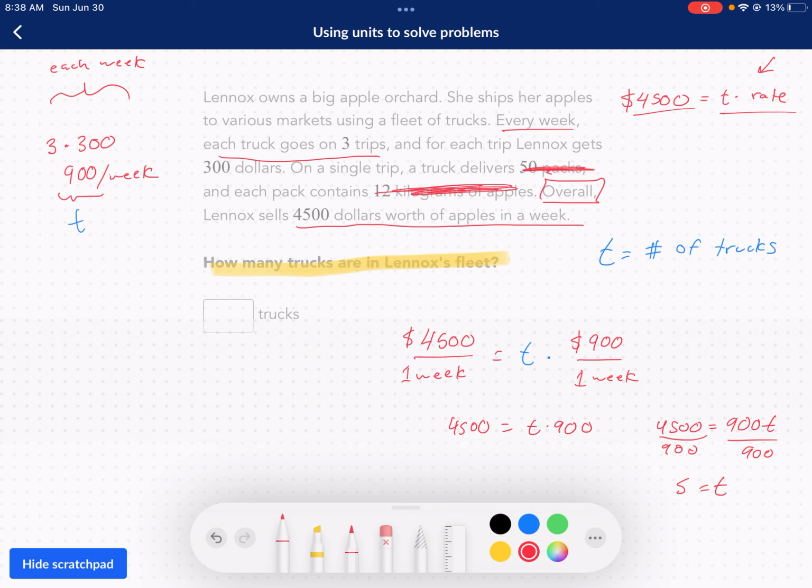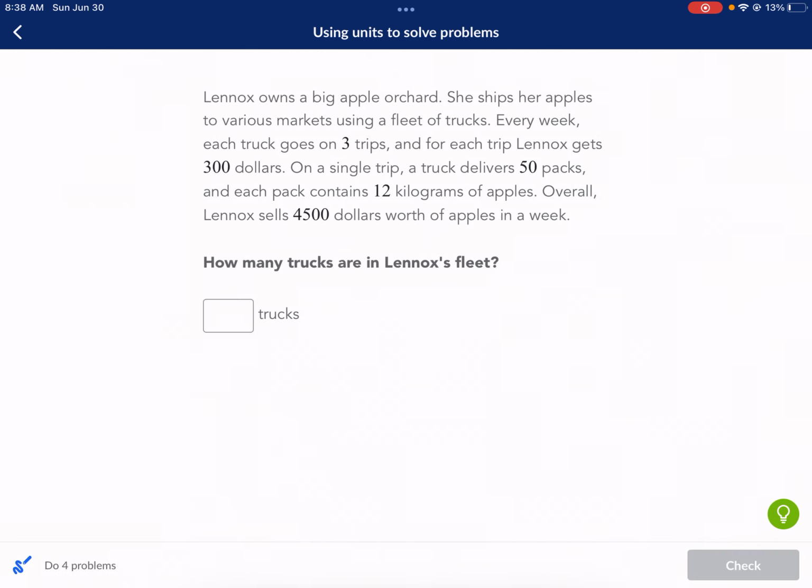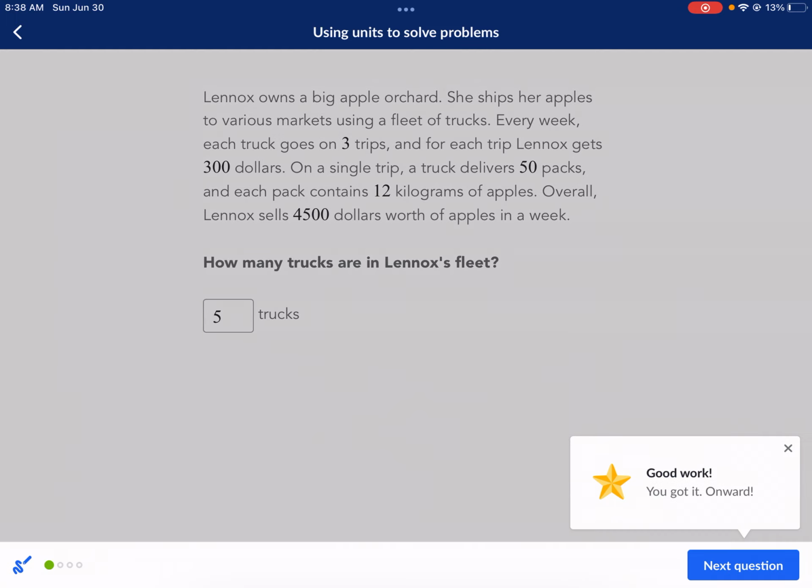Again, we didn't need the kilograms. We didn't need the packs. It gave us the total for dollars, so that's the only thing we were concerned about. 5 trucks. Let's move on.